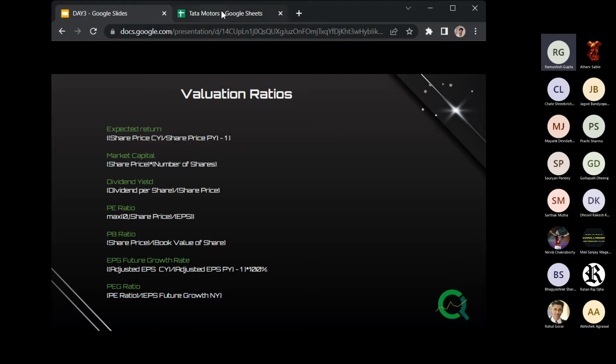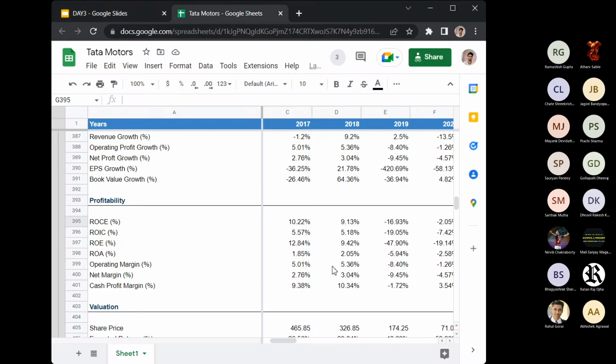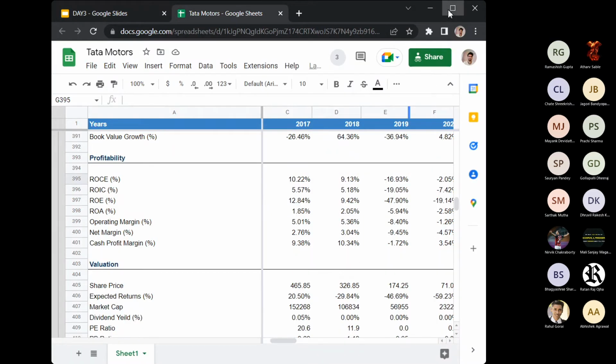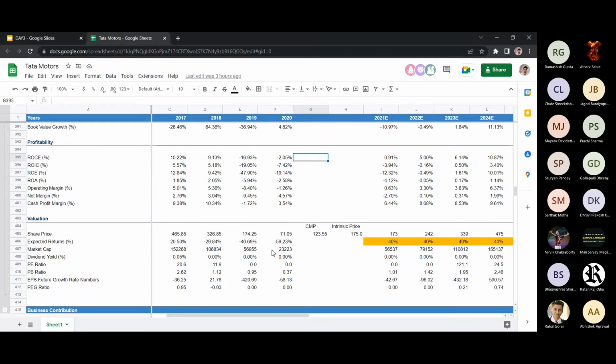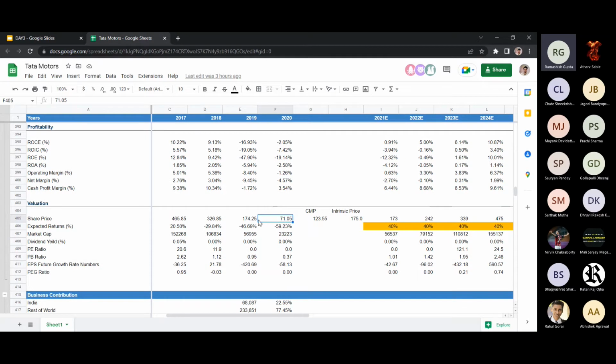We'll just run these formulas on Tata Motors stock. The share price in 2022 was 71.05. So the expected return is basically 71 minus 174, divided by 174. So we'll get around minus 60%. So the expected return for Tata Motors was minus 60%. That means a person who invested in 2019 has lost 60% of his investment.